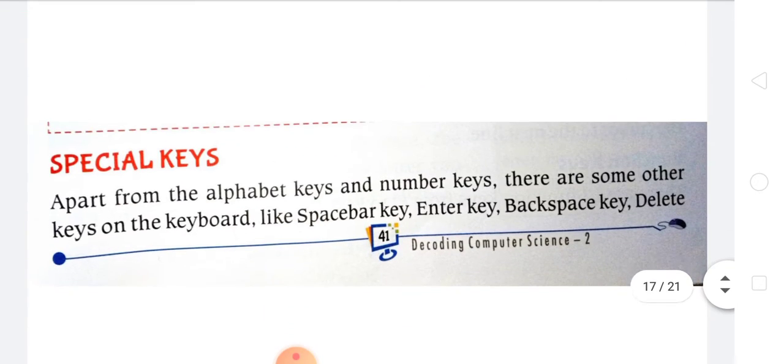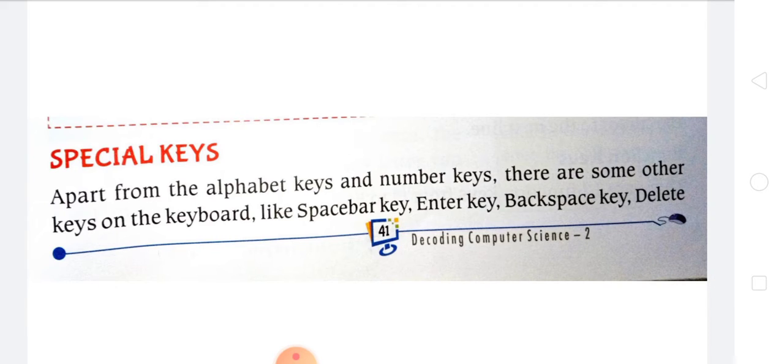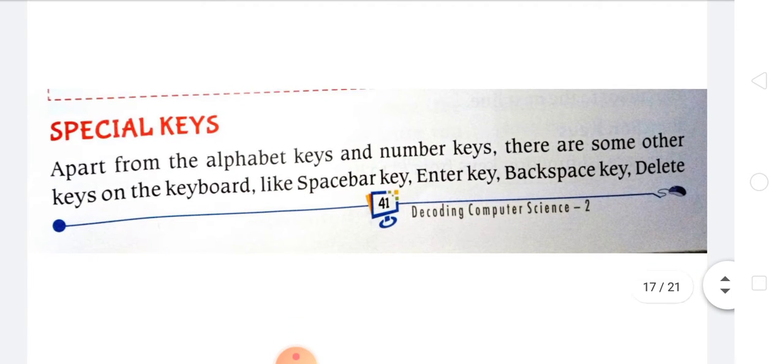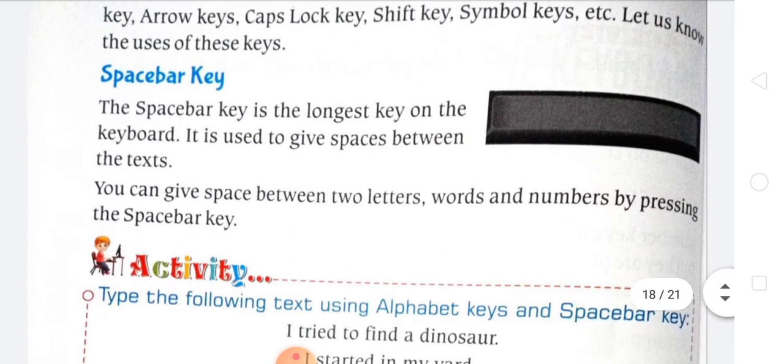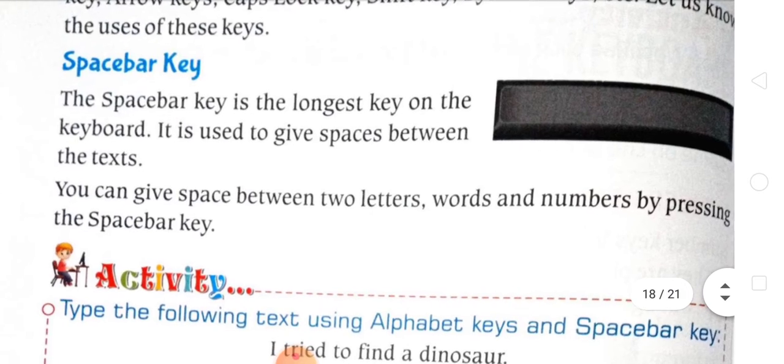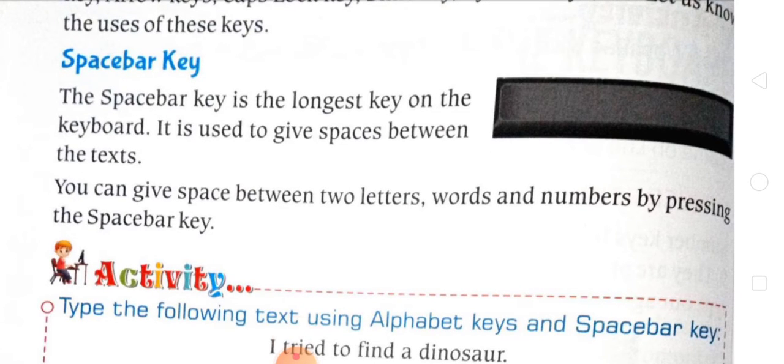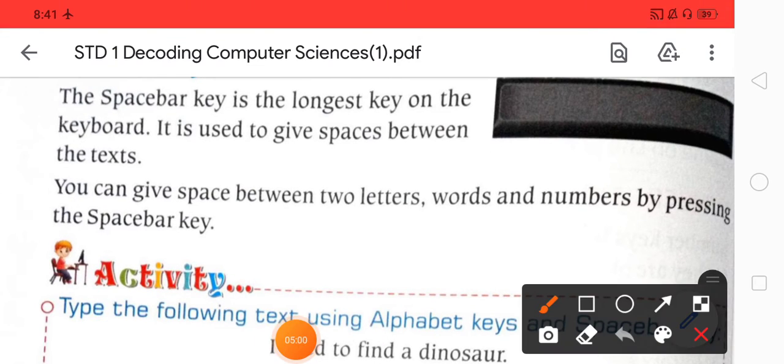Then special keys. Apart from the alphabet keys and number keys, there are some other keys on the keyboard, like the spacebar key, enter key, backspace key and delete key. We already talked about these, but now we see more about the spacebar key. The spacebar key is the longest key on the keyboard, and it is used to give spaces between the text. You can give space between two letters, words, or numbers by pressing the spacebar key.